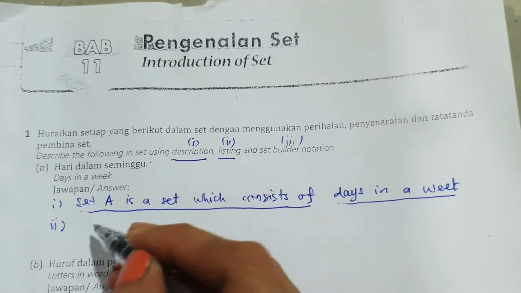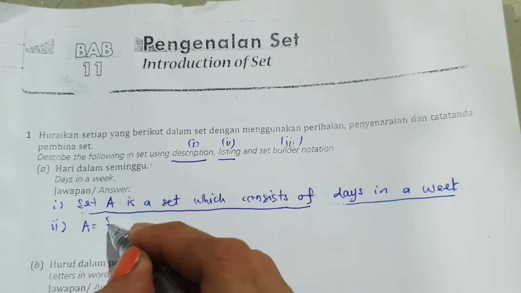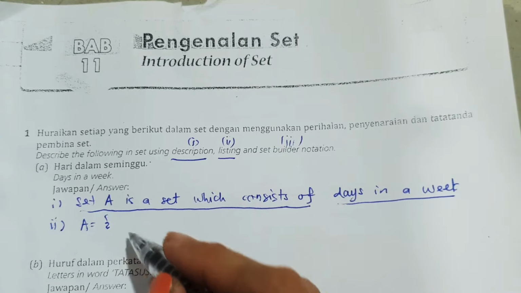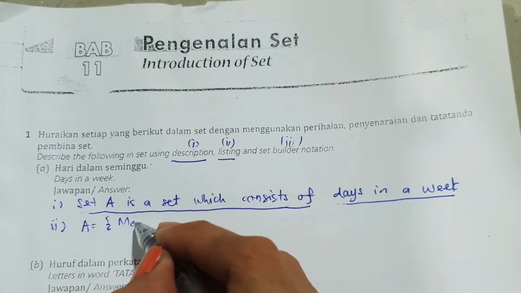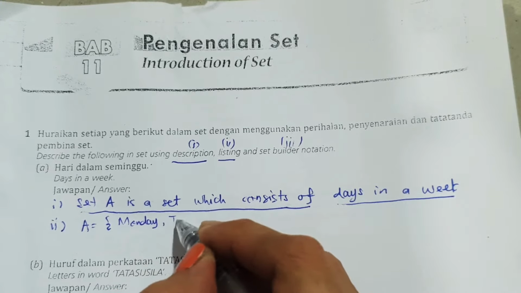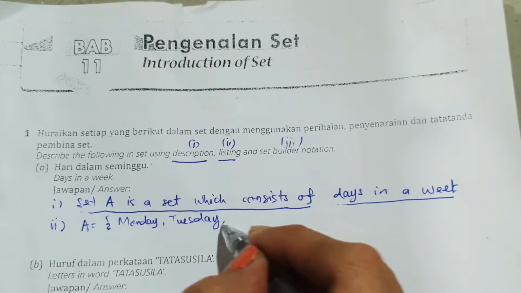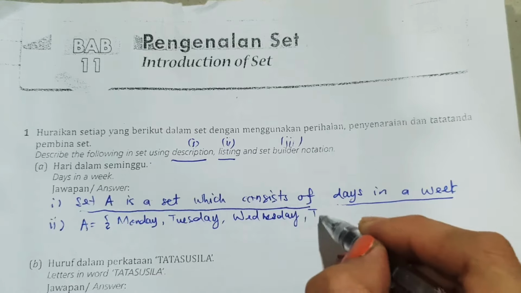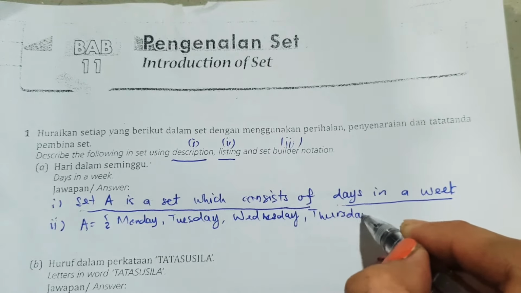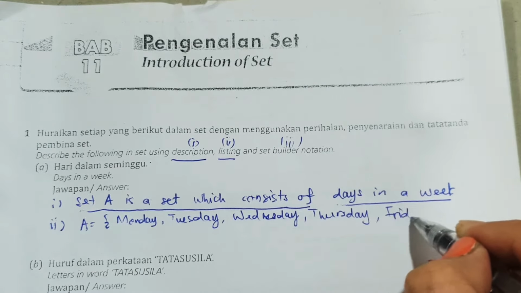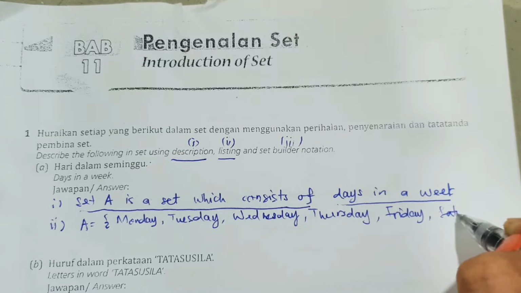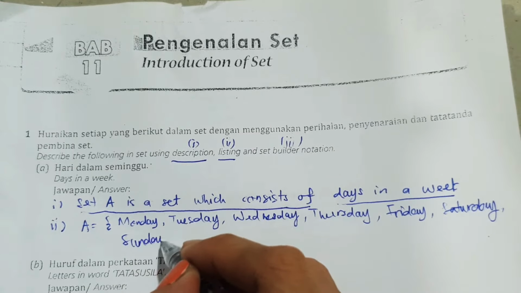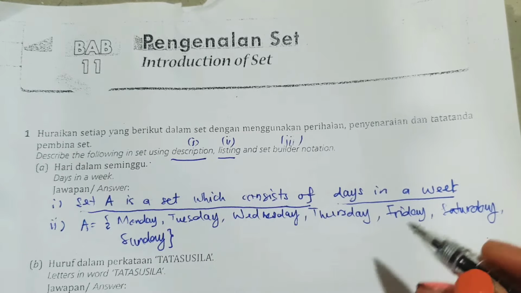Now part 2, we got to list it out. So when we list out all the members, or we call it elements, in the set itself. So days in a week, we will have Monday, Tuesday, Wednesday, Thursday, Friday, Saturday, and Sunday. Okay, so this is the listing method.